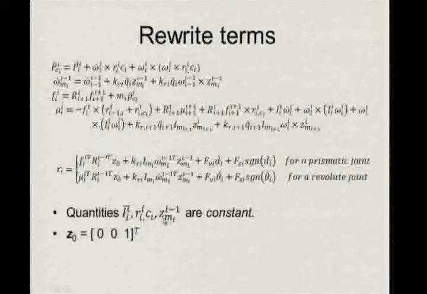Then this term, the rotation axis of the motor shaft, that is also a constant. And then Z0 is 0, 0, 1 transpose by definition. So if you are following the DH parameter set, everything is convenient.